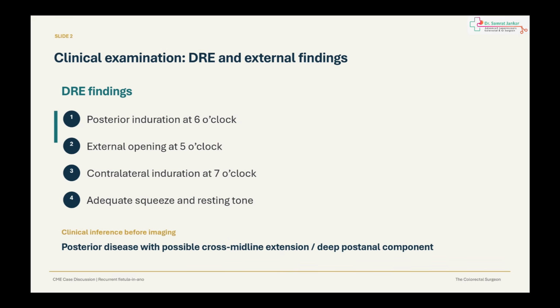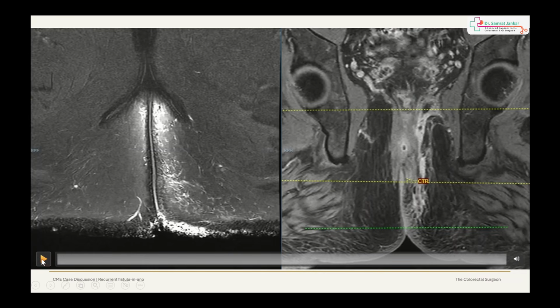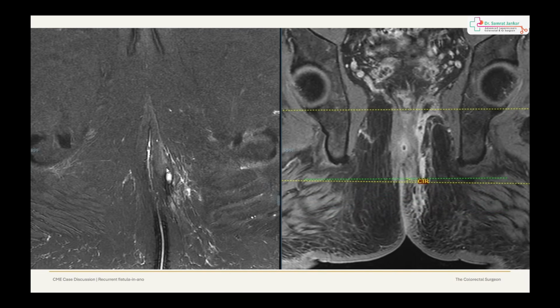On examination, we see induration at 6 o'clock, external opening at 6 o'clock, and contralateral at 7 o'clock. There is induration, adequate squeeze and resting pressure, but there is something high tone in the intersphincteric area. We did the MRI for this patient. The MRI, one is axial T2 fat suppress, another one is axial T2.